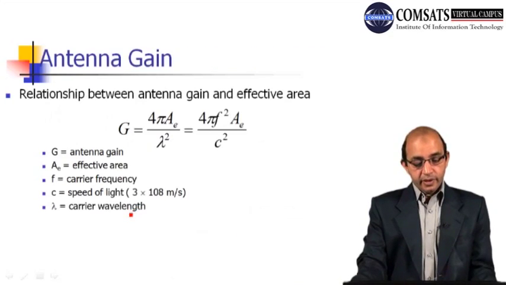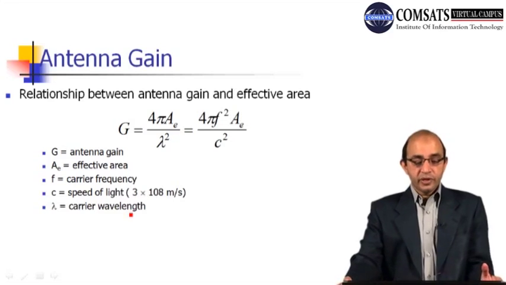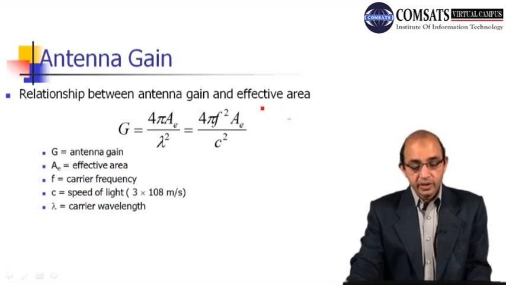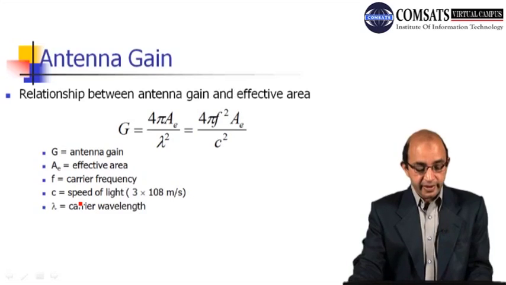Okay, so here we have the expression for the antenna gain and the effective area. This relationship defines the relationship between the antenna gain and the effective area. So G is the antenna gain, A is the effective area, f is the carrier frequency, c is the velocity of light, and lambda is the wavelength. So G = 4πA_e/λ². So I can place λ = c/f, right?